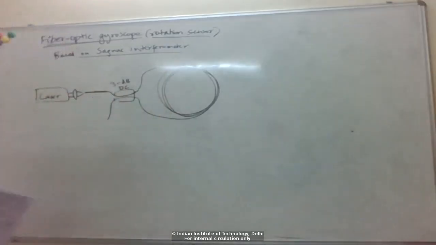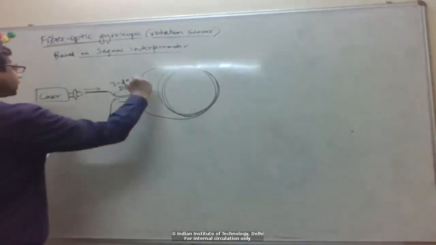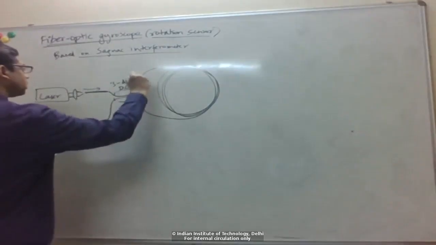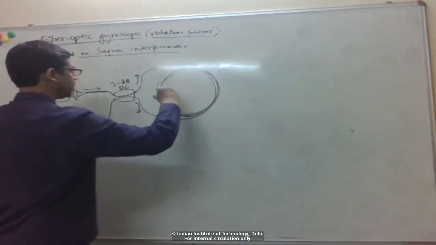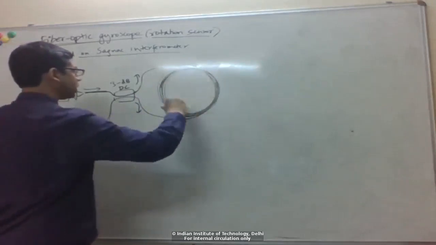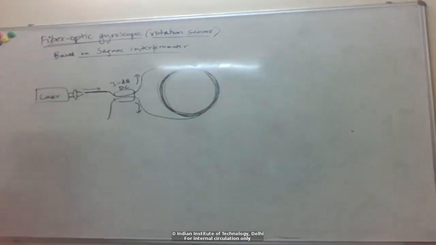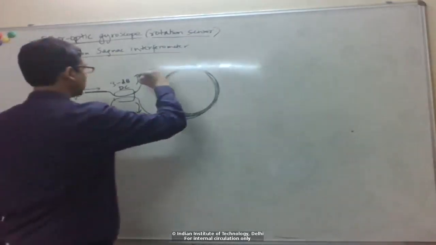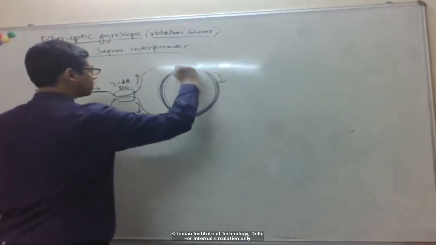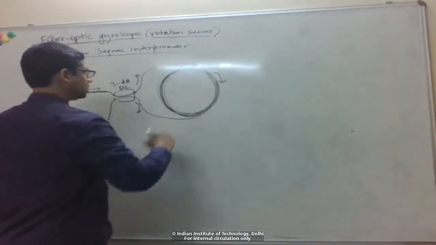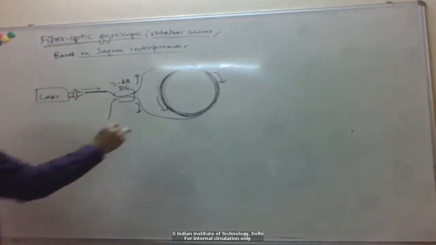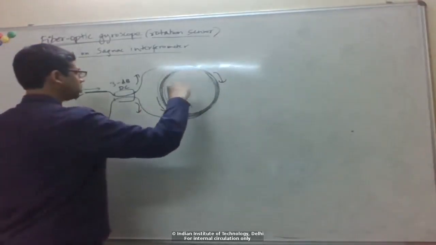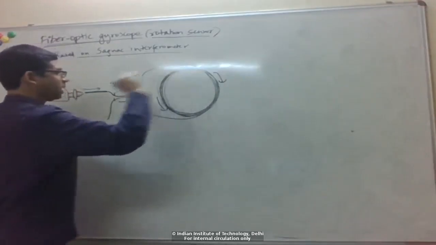There is only one directional coupler. Light comes from here, then it gets split into two here. Now you can see in this region where we wound it around into loops multiple times, this part is traveling clockwise in this loop, and this one is traveling anti-clockwise. So there you have two beams of light, one traveling clockwise, one traveling anti-clockwise.